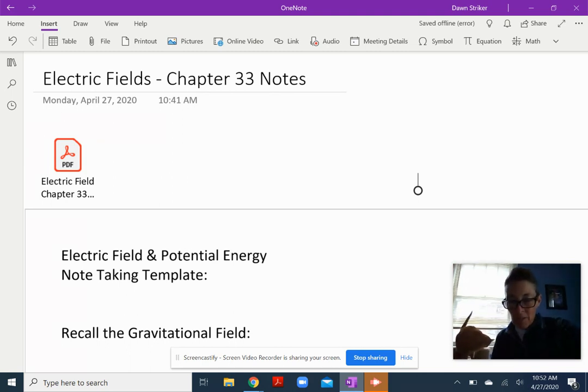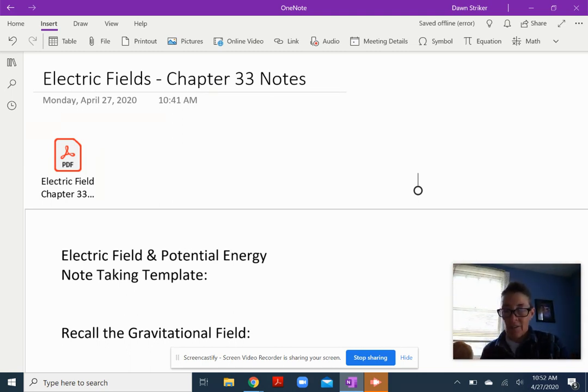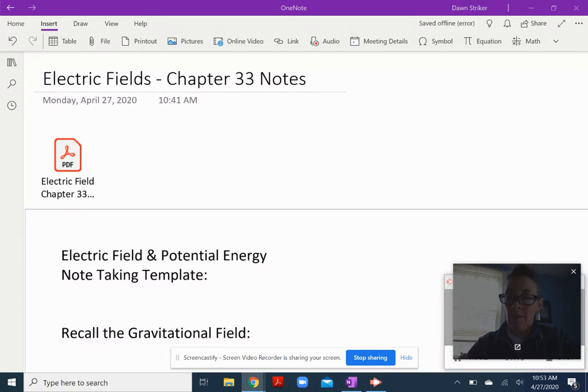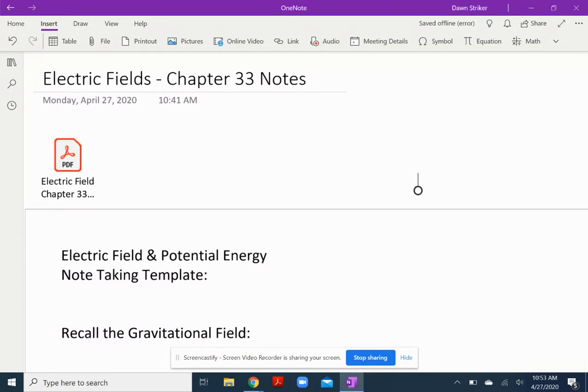All right, so I'm gonna get rid of my face and open up this electric fields template. You have access to this if you'd like to use it. Otherwise, you can just put these notes in your notebook. If you don't feel like you need the notes, I'm not going to be able to check them. But I think it is helpful to have written something down. Educational literature says that if you write it, you incorporate it in your brain. And so here we go. Electric fields.